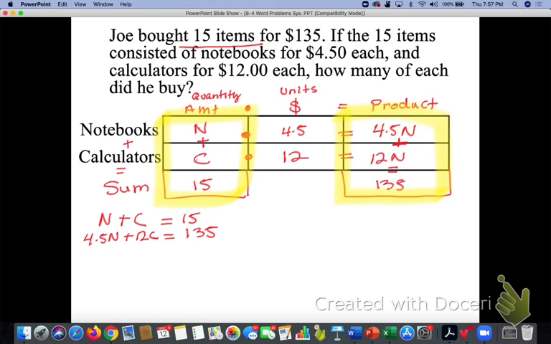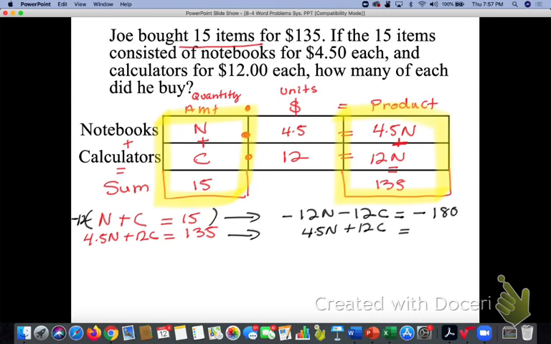So the easier number to cancel, to make the additive inverse, would be the calculators. So I'm going to take that first one and I'm going to multiply by negative 12. And my new equation is going to be negative 12n minus 12c equals negative, 10 times 15 is 150, 2 times 15 is 30, so it's negative 180. Where the second problem is just going to stay the same. 4 5/10 n plus 12c equals 135, and they're positive.